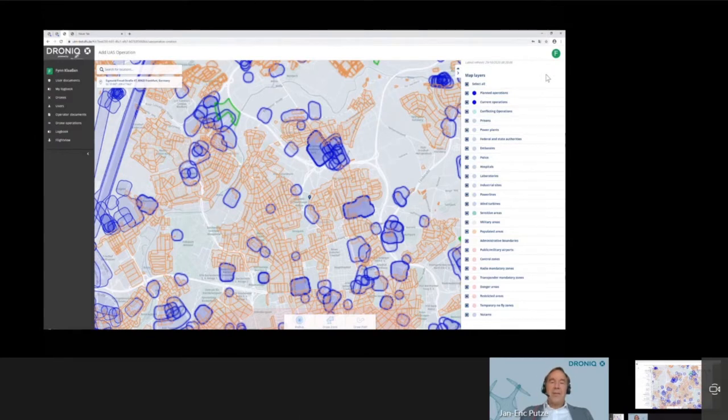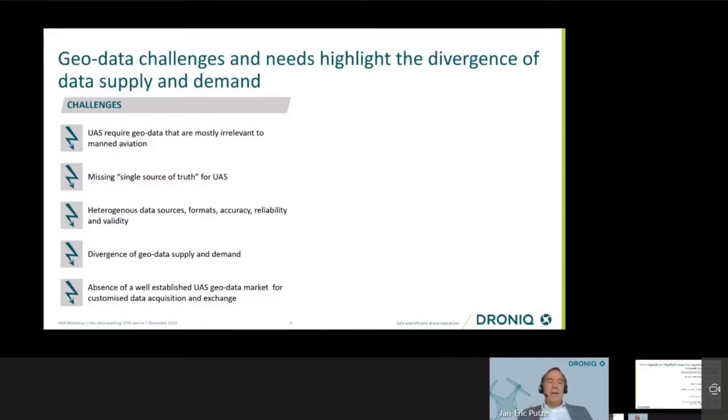The current data set used for manned aviation is more or less different from what we need for drone operations. We definitely need more and more data, because you fly very low, and you need more information about obstacles, even 3D data. So coming back to the manned aviation sector, you now have to collect data which is irrelevant for manned aviation. And currently we don't have a single source of truth for UAS. Everyone who is collecting data has to see where to get their data from. There's no single source currently available, unlike in manned aviation.